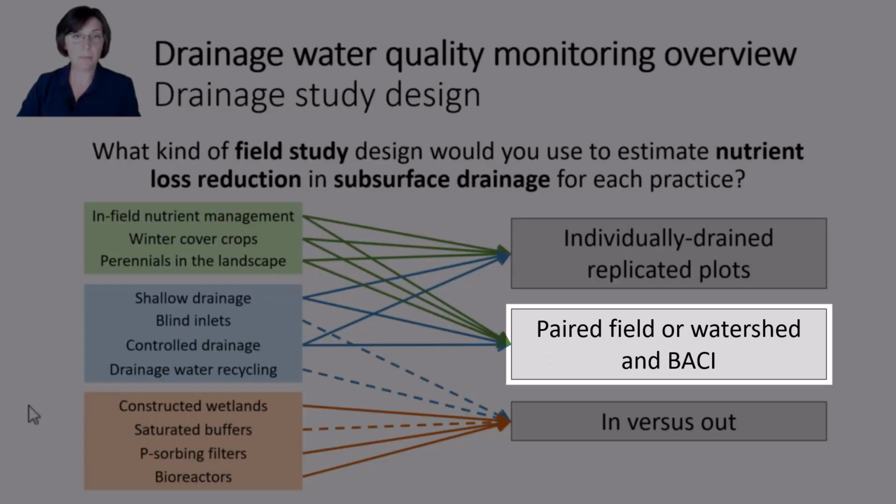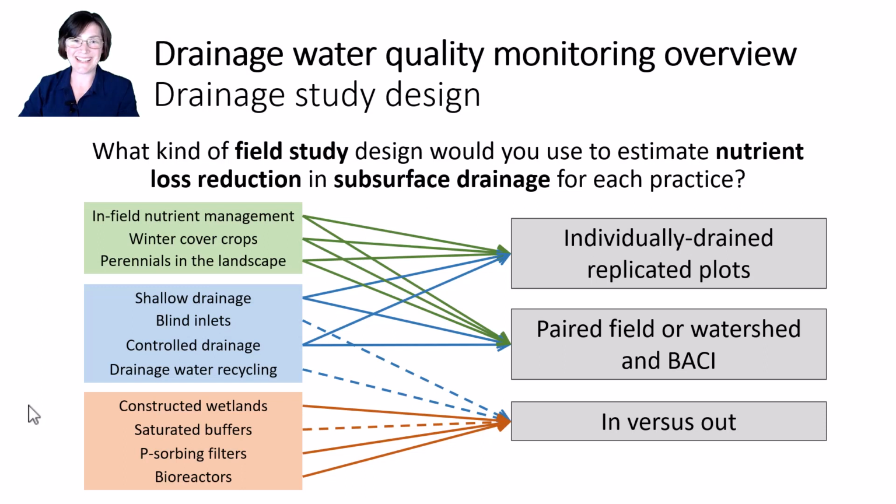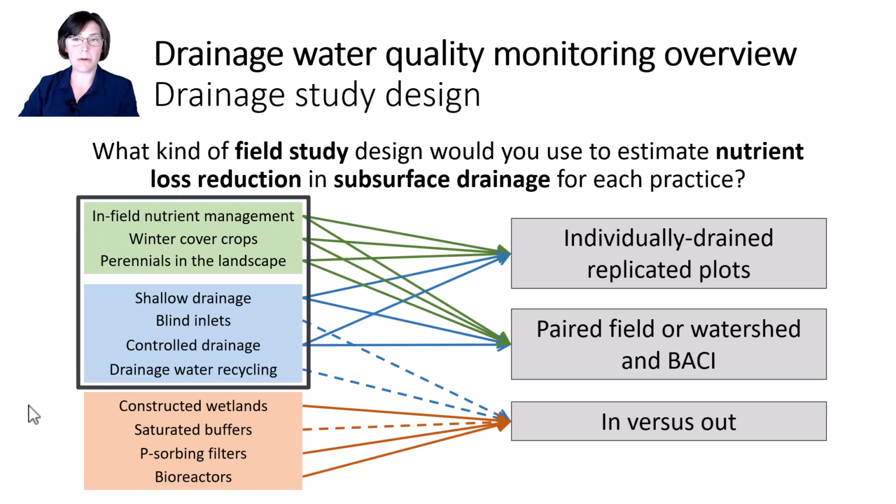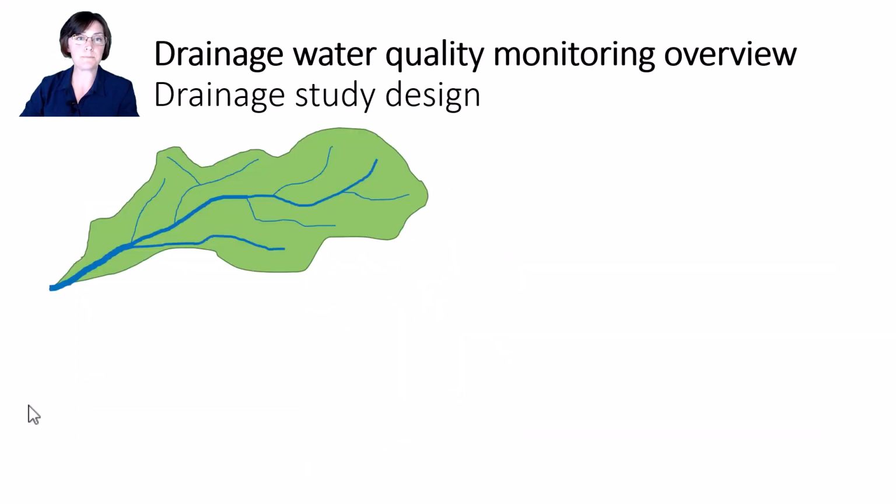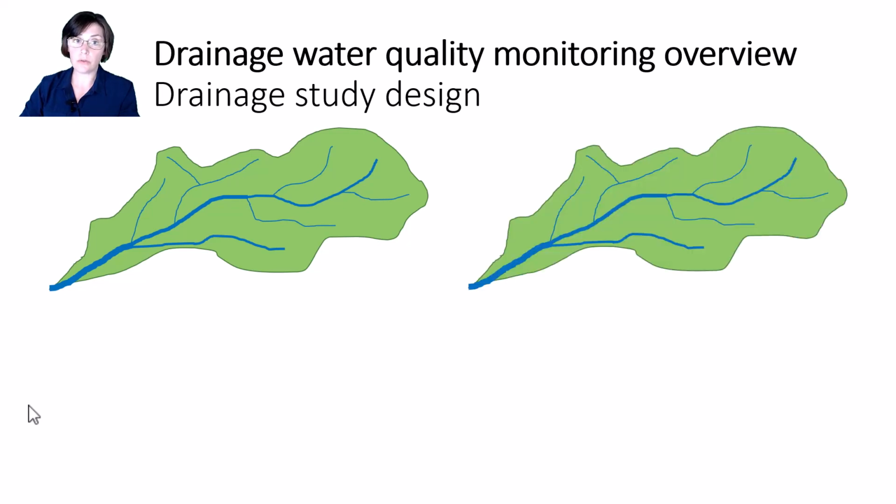Moving on to paired watershed, paired field, and BACI type studies. This type of study is applicable for many of the in-field practices and drainage design practices. A paired watershed study works by you locating not just one, but two watersheds, or they could be fields, that are similar. You do your treatment in one of them, whereas the other serves as your control. And you monitor both of them and then compare the differences.